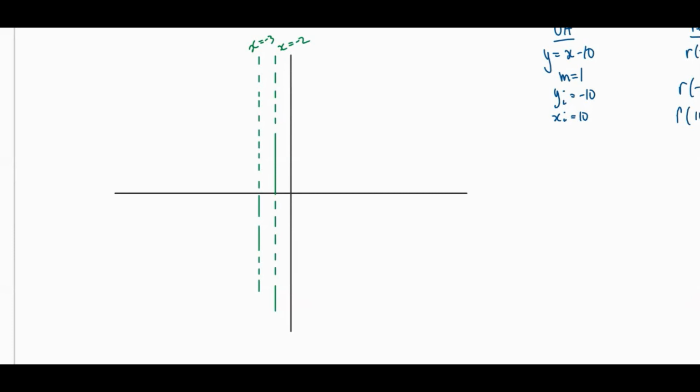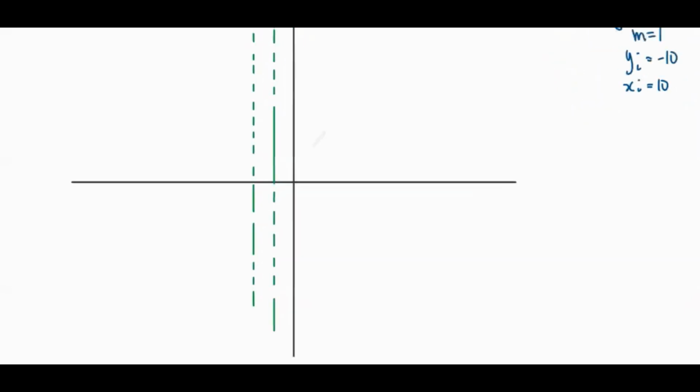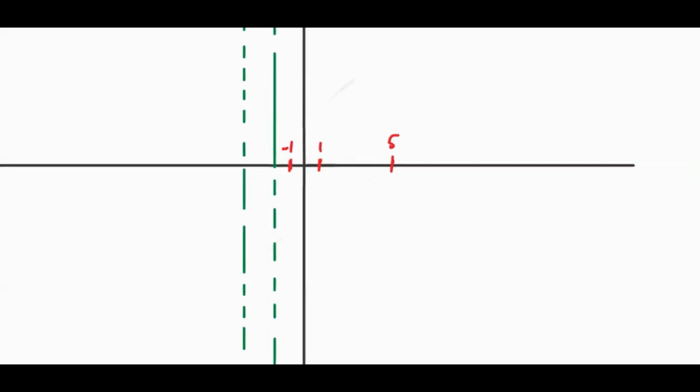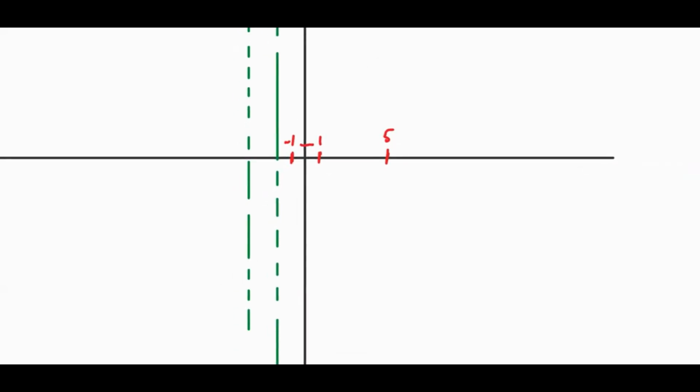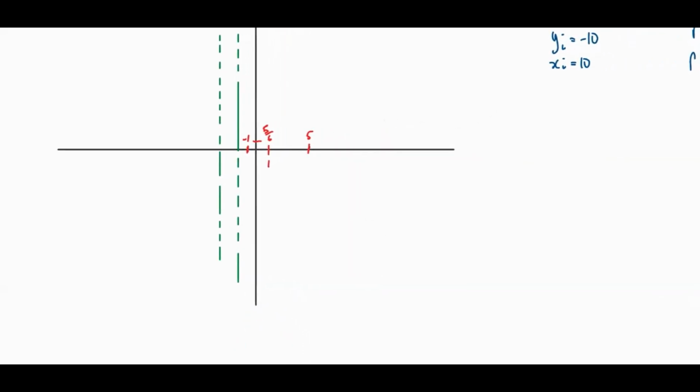Oops. And this is almost too close. That's okay. I've got an x-intercept at negative 1, an x-intercept at positive 1, and another x-intercept at 5. And I've got a y-intercept at positive 5 over 6. So I've probably gone way too small, but it'll be fine once I get it labeled.